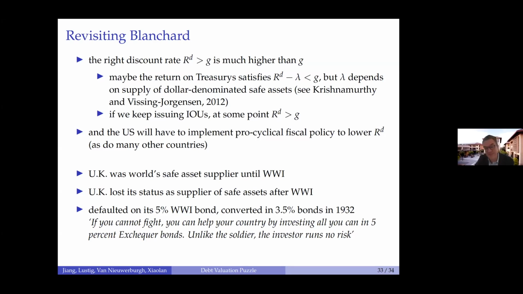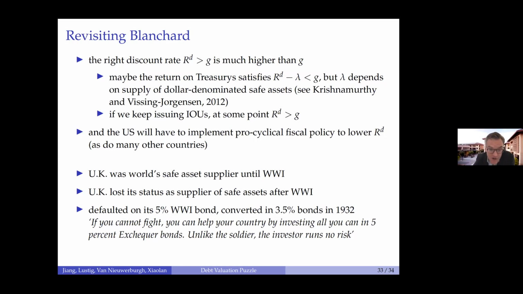Interestingly, the UK was forced to default on its 5% World War I bond. It converted it into a 3.5% bond, even though when it was marketing these bonds in the First World War, its slogan, the advertising, famously said: if you cannot fight, you can help your country by investing all you can in 5% Exchequer bonds. Unlike the soldier, the investor runs no risk. So these bonds were converted into 3.5% bonds. There's some dispute about whether this was a default because the conversion was voluntary, quote unquote, and apparently 90% of holders decided to convert.